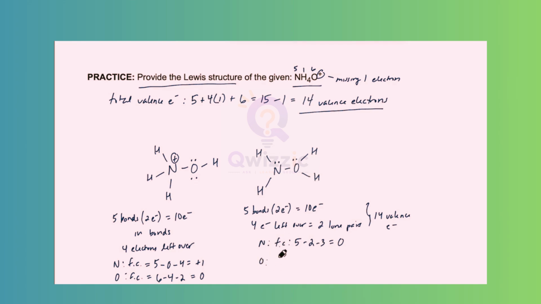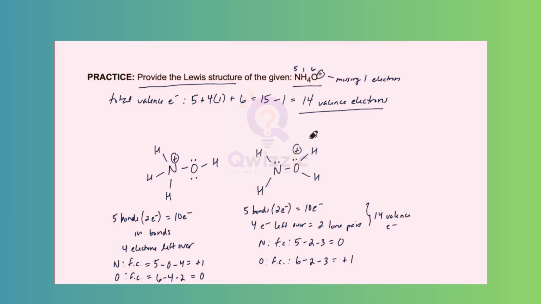Then for oxygen, its formal charge, there are 6 valence electrons, minus, there's a single lone pair, so minus 2 non-bonding, 3 bonds, so minus 3. We have 6 minus 2 minus 3, leaving us a formal charge of positive 1. So in this structure, the positive charge is on the oxygen.